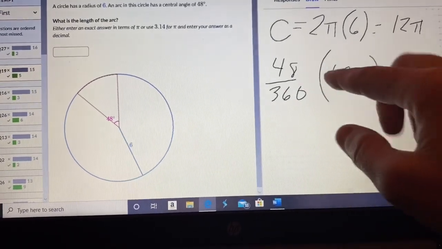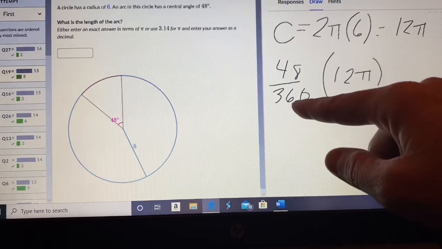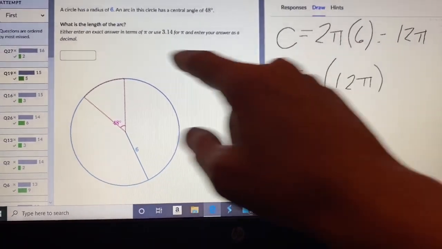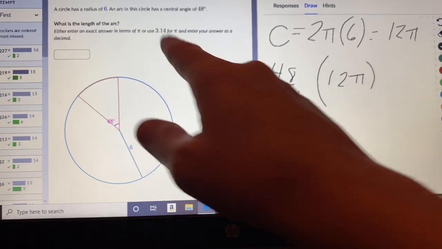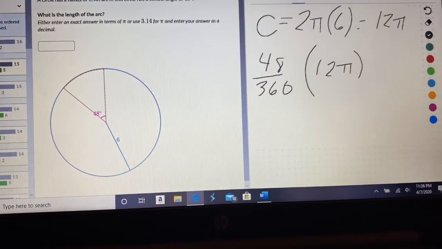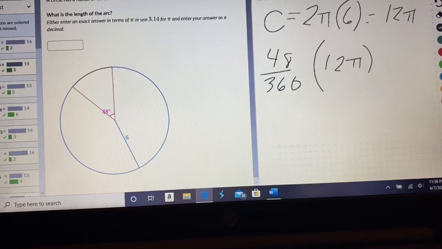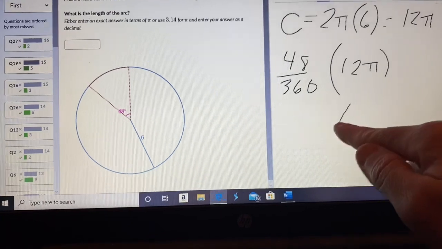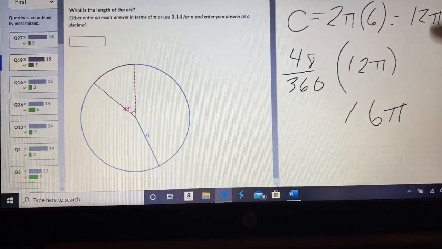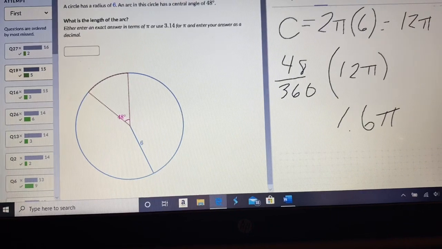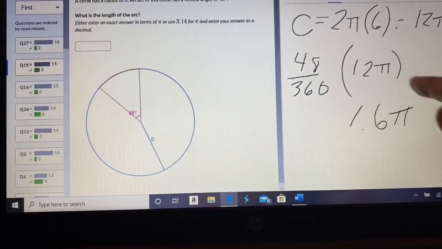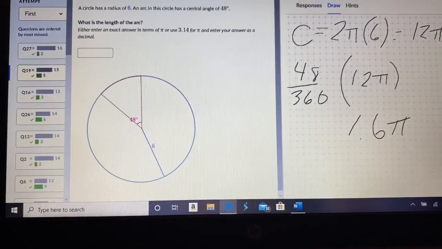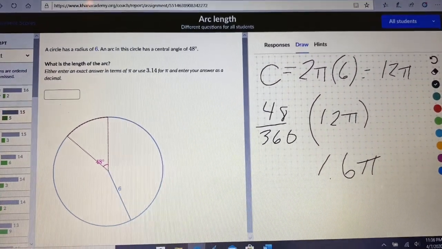But that amount, that percent, times the whole thing is 12 pi. Now, if you were typing this in your calculator, you would just type in the 48 over 360 times 12. When it says in terms of pi, you just leave the pi in. Here it says you can use pi, you can use 3.14. The quickest way to do this would just be to type in 48 times 12 and divide that by 360. And since we didn't type in the pi, we would get 1.6 pi. Or know that 1.6, if you change that to a fraction, would be 8 pi over 5. So 8 pi over 5 or 1.6 pi, it will take either of those. Sorry, I may have gotten it off there.